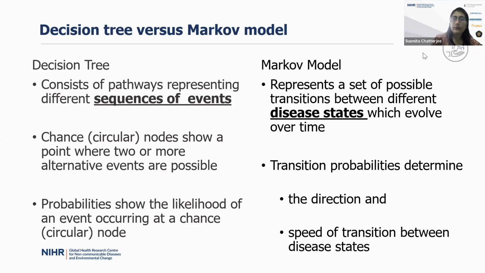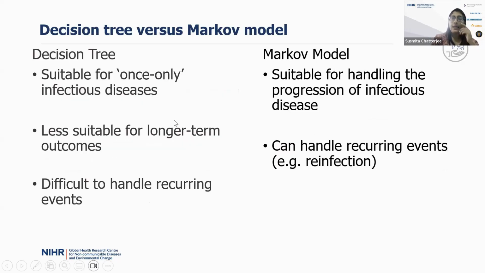So that's the difference. And as I mentioned, a decision tree is basically for a once-only, short-term event, which will not have a longer-term effect. So the decision tree can be used for that. But Markov, as I mentioned, goes on talking about several things. It takes into account several other things. So that's basically the difference.